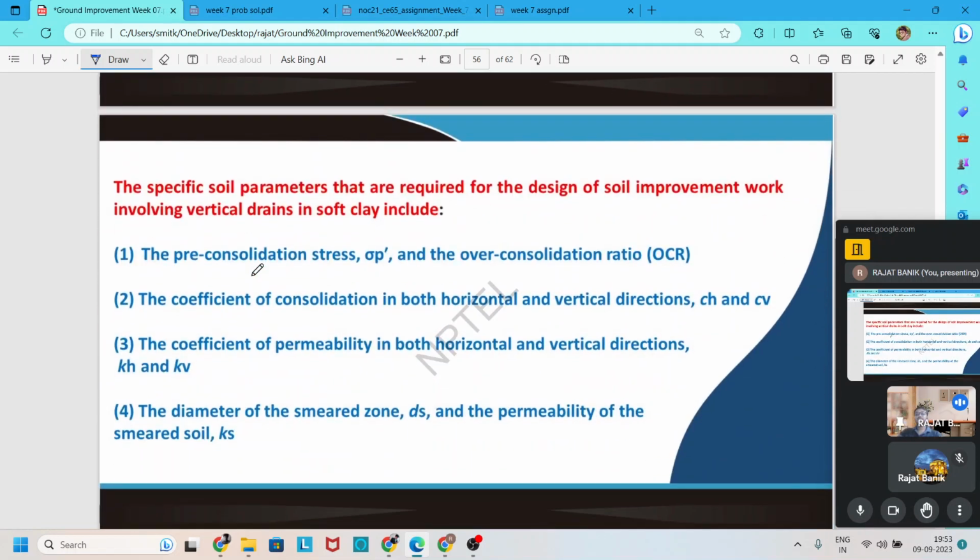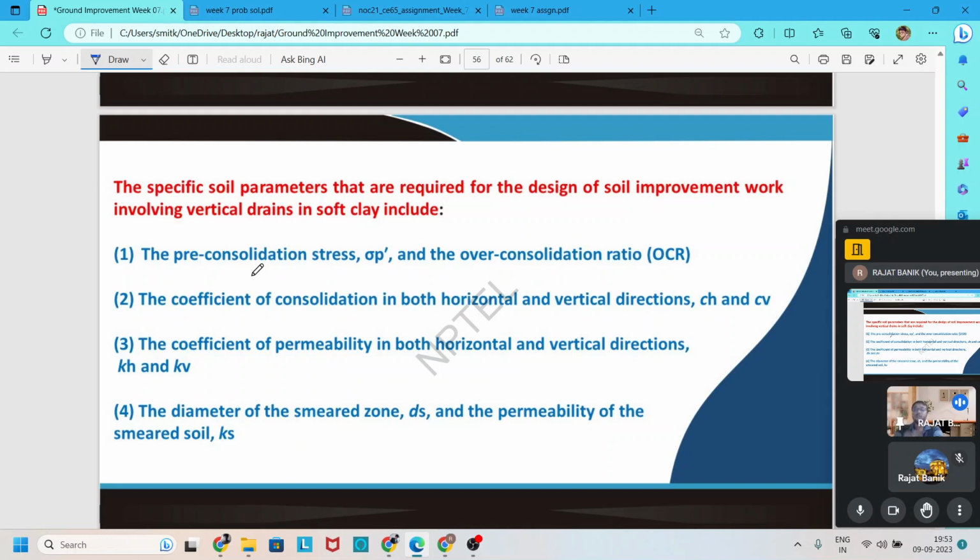Now we discuss the specific soil parameters that are required for the design of the soil improvement. First one is we need to find out the pre-consolidation stress, that means sigma p. Also find out the over consolidation ratio for this field. And both of these are used for finding out the settlement for this ground.